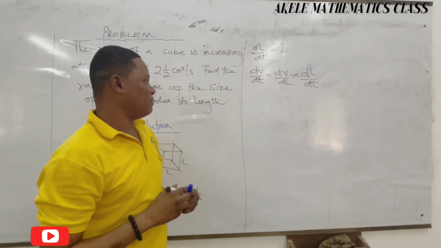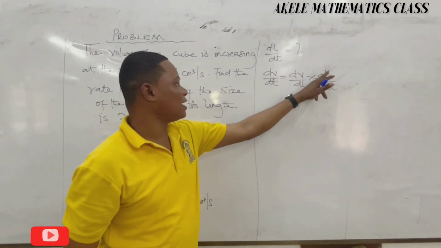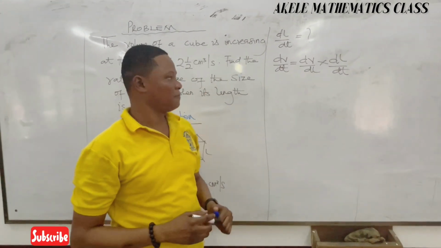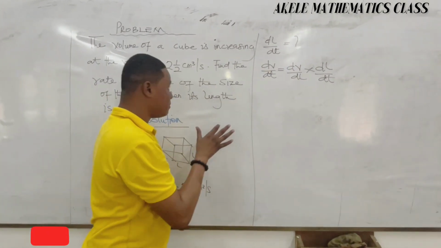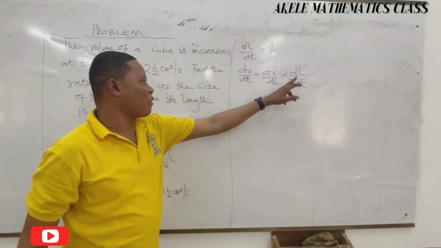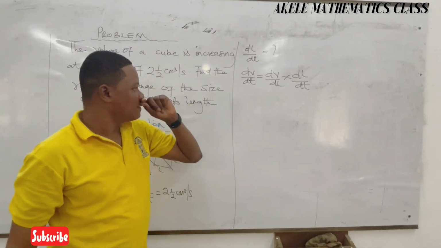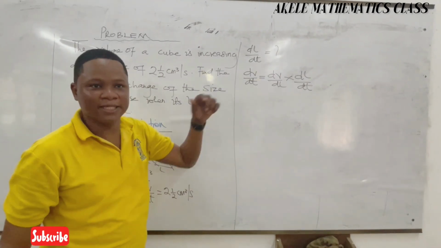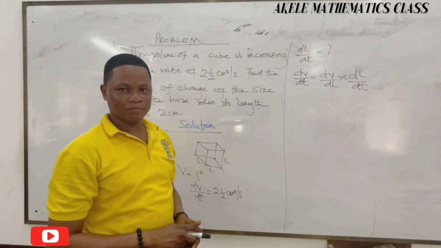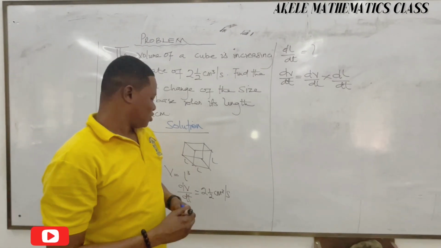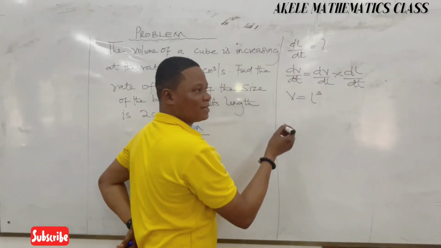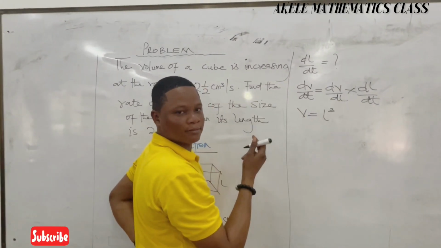Always be mindful, when you cancel out dL, you see that dV/dt will be exactly equal to dV/dt. Now, in our problem, we were given dV/dt. We are required to find dL/dt. But we can also get dV/dL from the volume formula of the cube. So if we know the volume formula of a cube is L to the power 3, then we can find dV/dL.